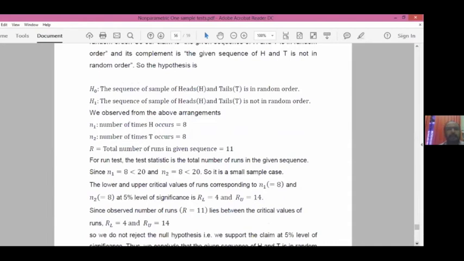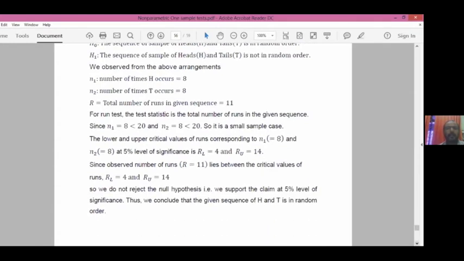For the run test, the test statistic is the total number of runs in the given sequence. N1 is 8, which is less than 20, and N2 is less than 20. So the small sample case applies here. The lower and upper critical values of runs corresponding to N1 = 8 and N2 = 8 at the 5% level of significance can be obtained from the table.